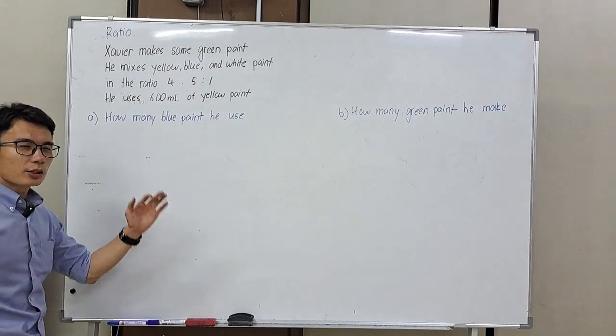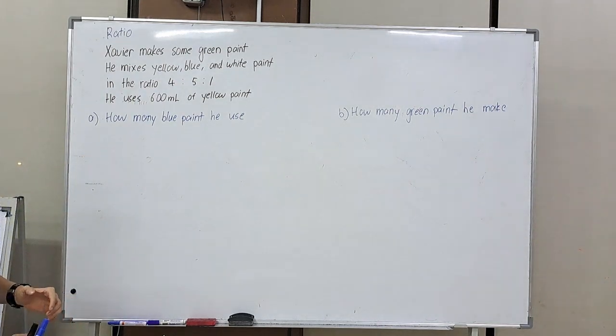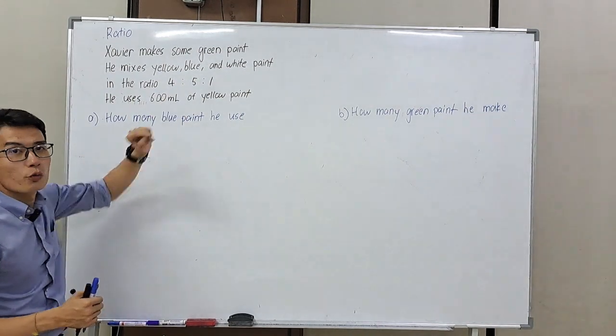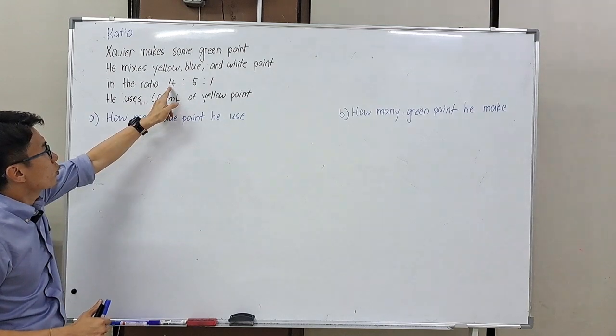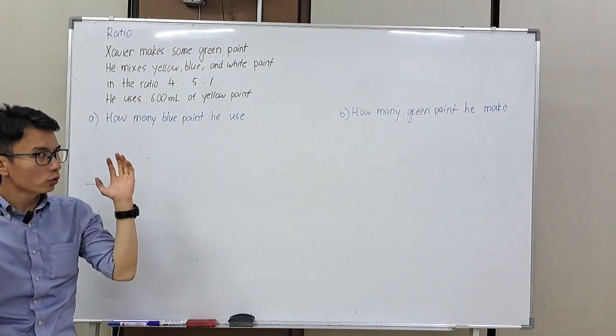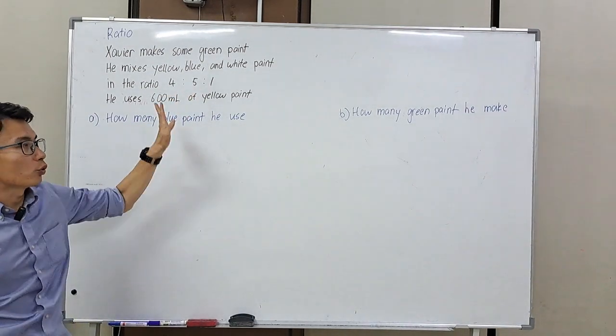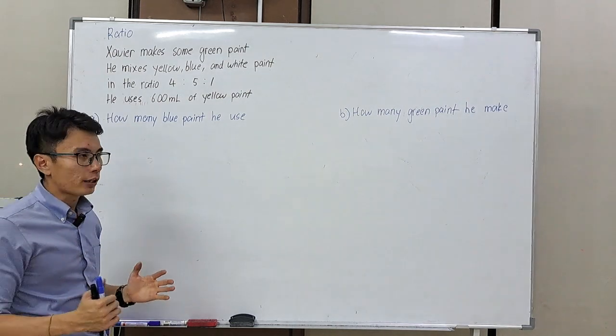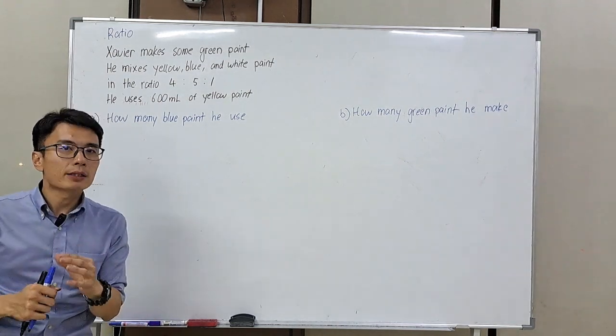Now, let's look at a different example. In the previous example, we only had 2 ratios, but in this case, we have 3 ratios. So how are we going to do this question? It's going to be the same thing. We're going to use this table method to do this.